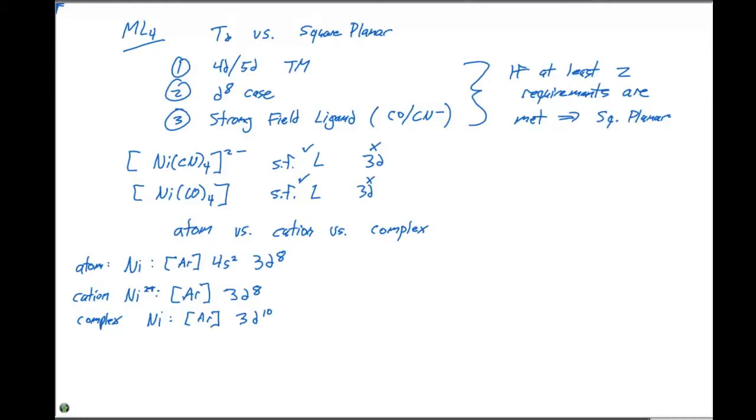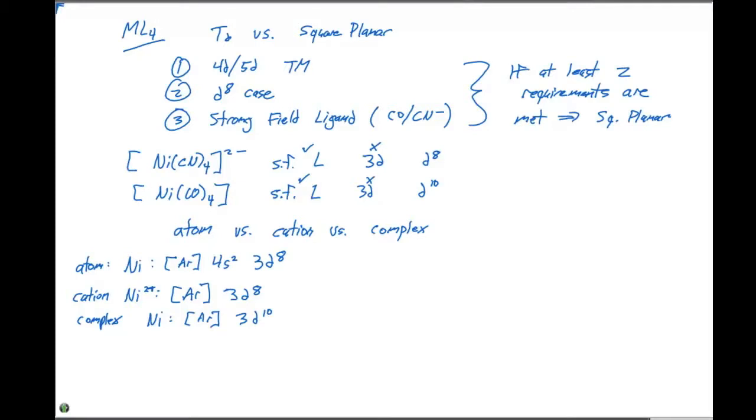So if we look at the nickel 2 plus in the Ni(CN)4 2 minus complex ion, in this case, we have a d8 electron configuration. In the nickel carbonyl complex with the 4 CO ligands, in this case it's going to be d10. It is not s2d8.